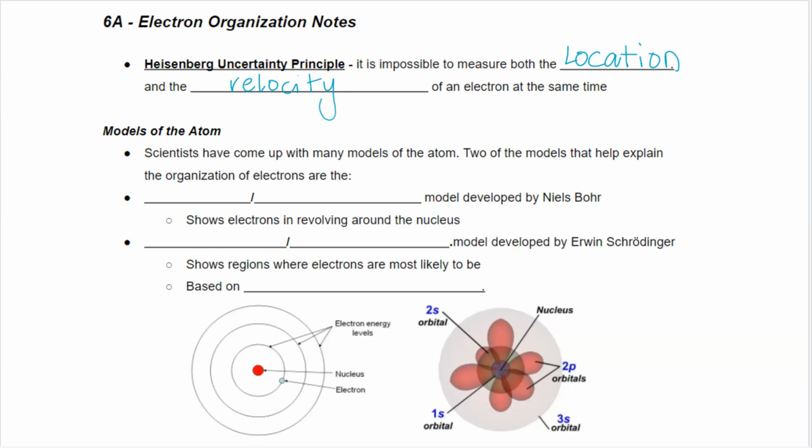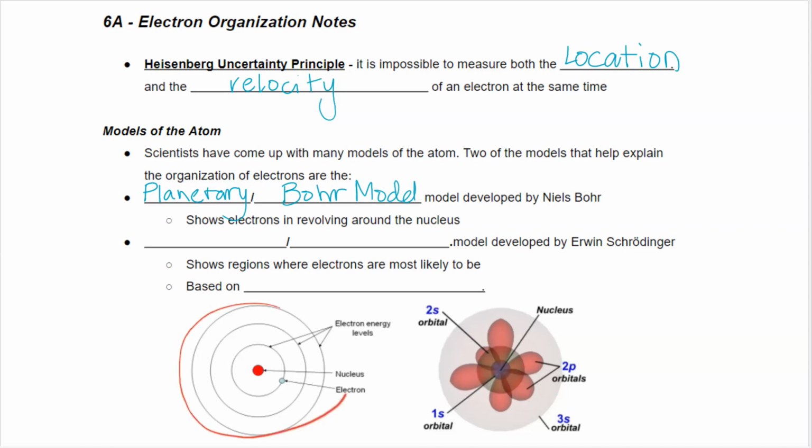So as we do in science, we like to come up with models for things. And scientists have come up with lots of different models of the atom. But there are two in particular that are important for explaining how electrons are organized. The first one is called the planetary model, or we more commonly hear it called the Bohr model. So the Bohr, or the planetary model, is developed by Niels Bohr.